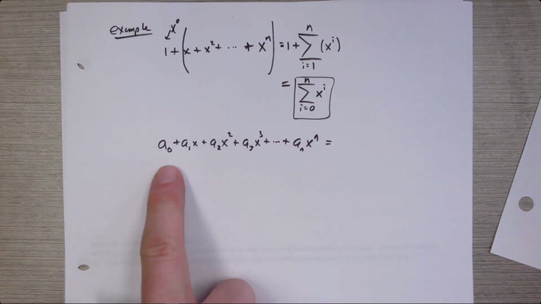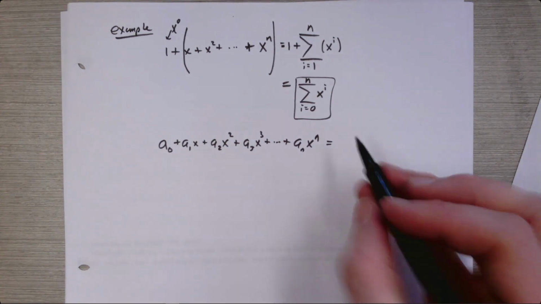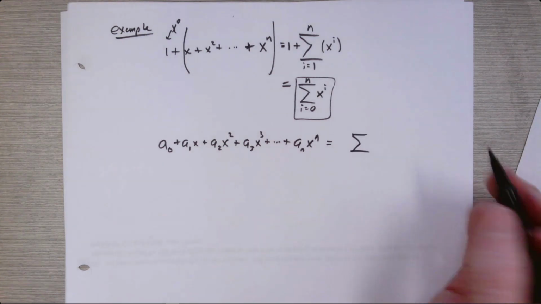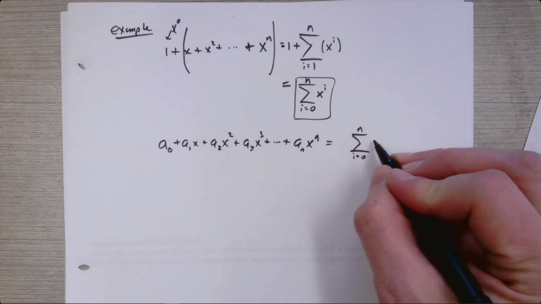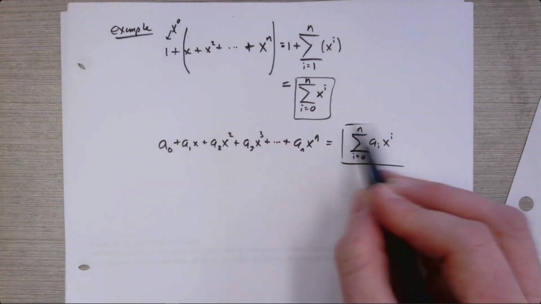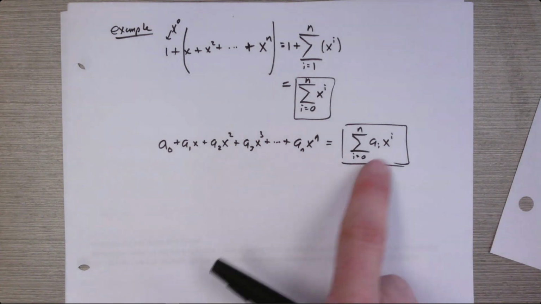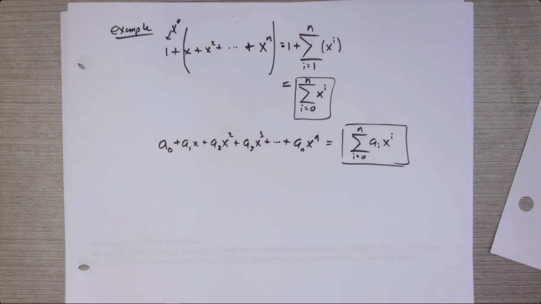As you're experiencing right now, this is quite a bit of things to write down. So people often prefer to just say sigma i goes from 0 to n, a sub i x to the i. And this means the same thing, but notice that I'm using the i also to determine the subscript.